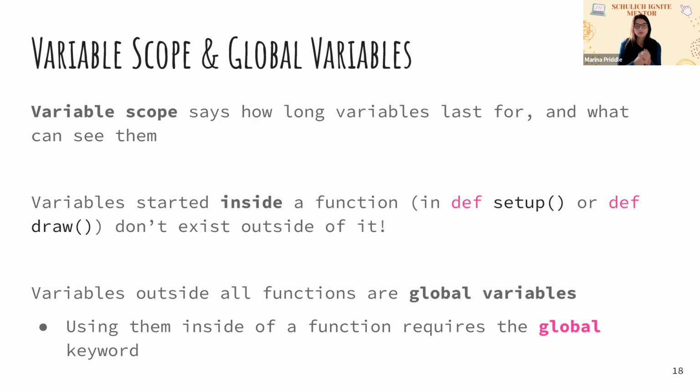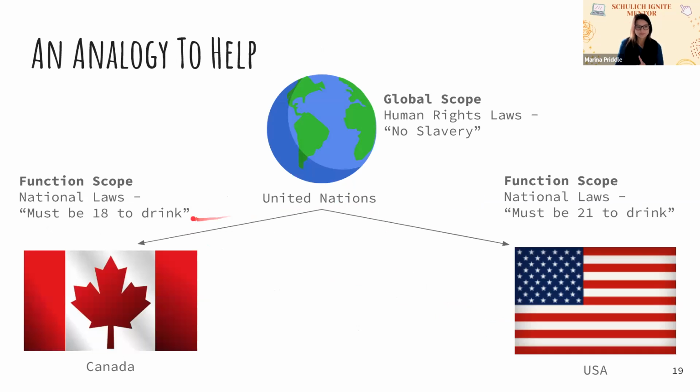Okay, so variables outside of all functions are global variables. And in order for them to be defined, you actually need to use a keyword called global. It may sound confusing, but I will clear that up, I promise. So here's the analogy. You have a function, and here's the global scope. Think about it as human rights, no slavery. Now it's on the global level, right? This is something that is the law and it's a global scope.